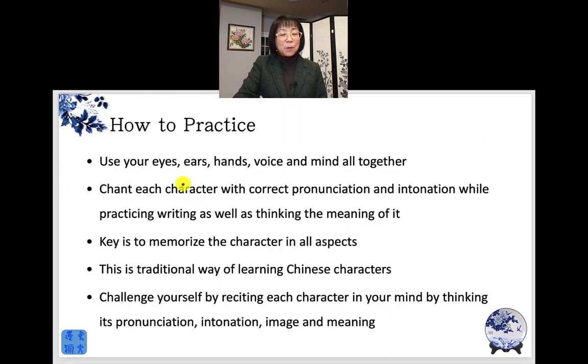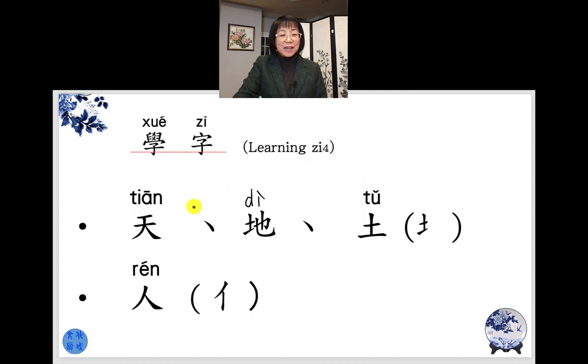All right, so when we're practicing, we want to use our eyes, ears, hands, voice, and mind all together to practice. So let's do the pronunciation of the characters again. First one, tian. Second one, di. Third, tu. Last one, ren.